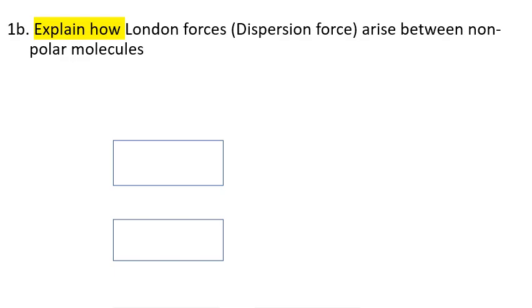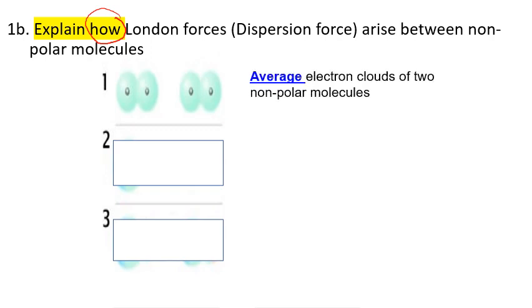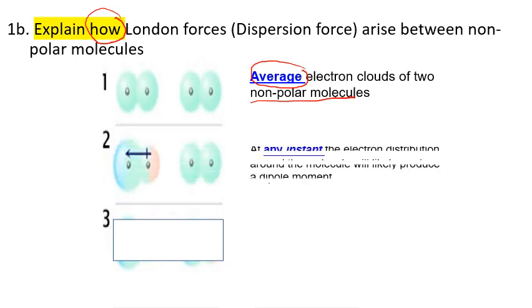Now return back to question number 1B. This question is different from question number 1A because this one asks us to explain how. So that means the answer will be longer. It's not a definition question. So look at the diagram here. We will notice that the electrons are averagely distributed in the non-polar molecule. However, because the electron is always moving, at any instant or at any point of time, the electron distribution might likely produce a dipole moment.